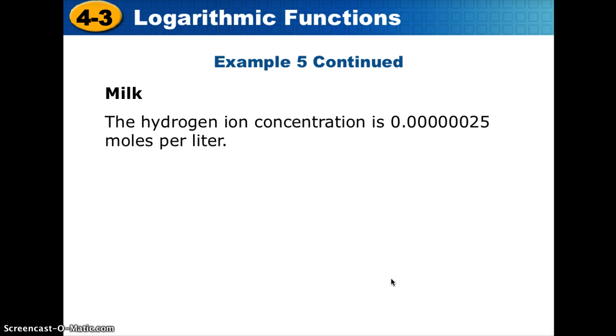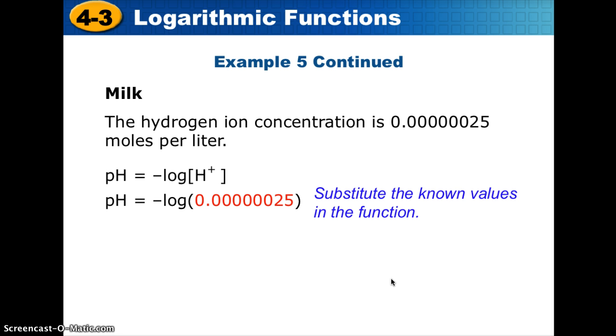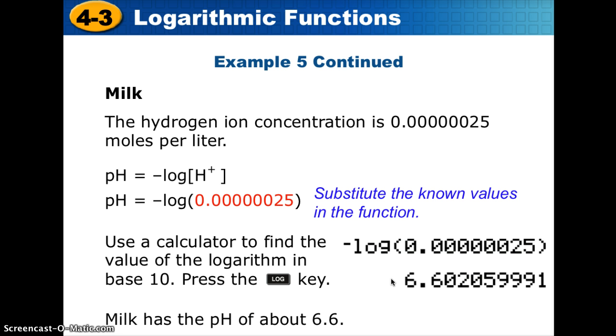Starting with milk, the hydrogen ion concentration is this very small number, and it's in moles per liter. The way that we would write that is we have the equation for pH, and it's equal to the negative, or the opposite, of the log of the hydrogen ion concentration. So on our calculators we would use the negative symbol, press the log key, and put in this number that is the ion concentration, and that's going to give us this number 6.6 and change. So milk has the pH of about 6.6.